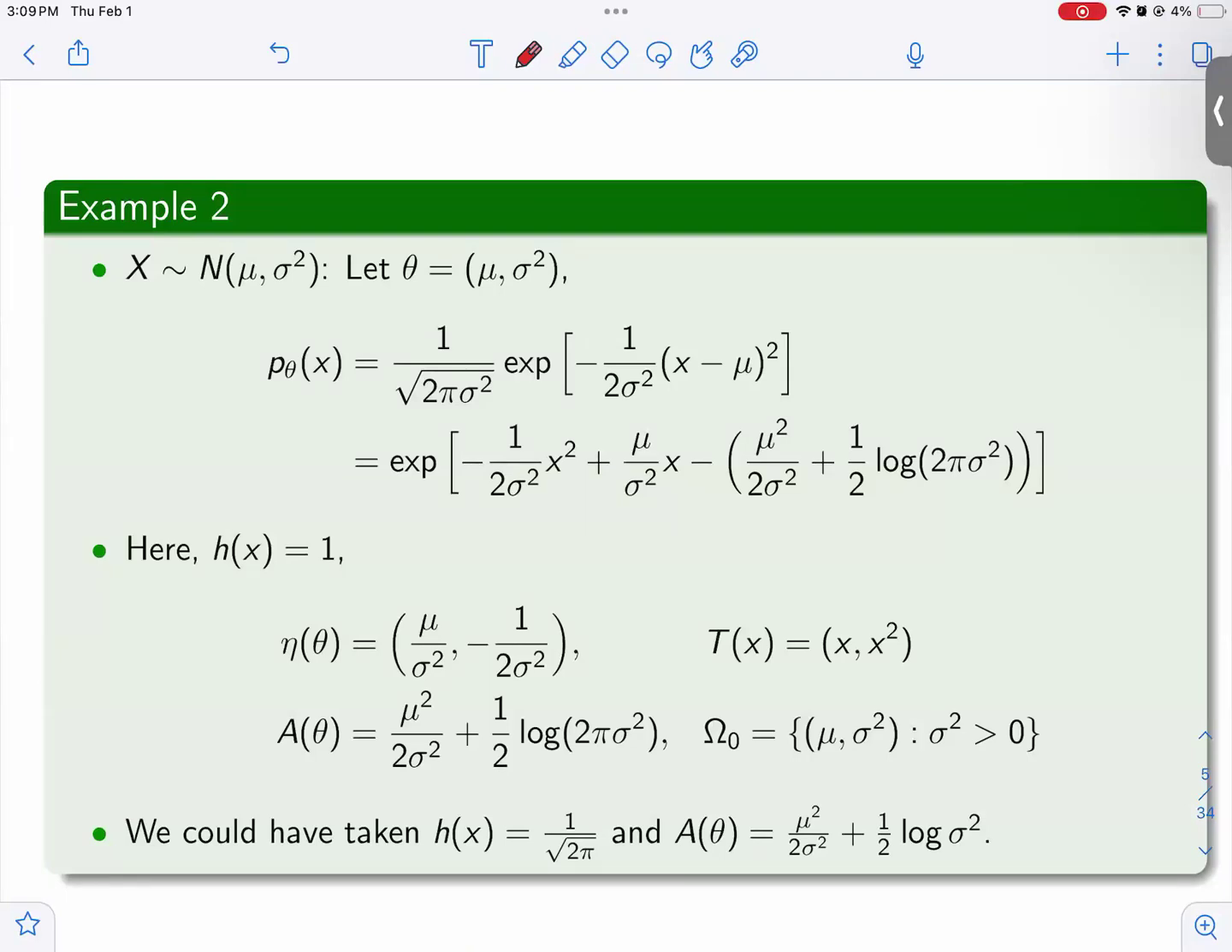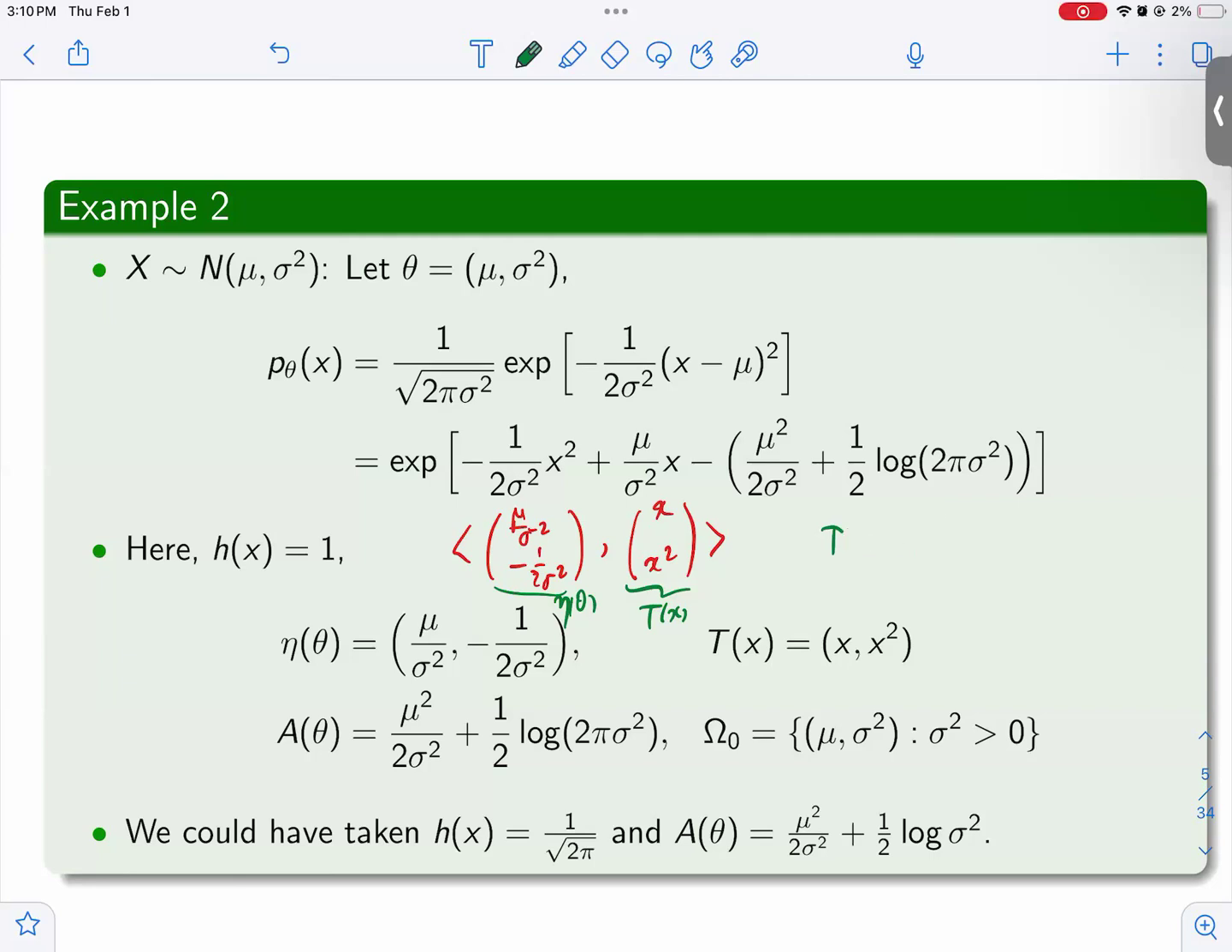The usual normal distribution with mean mu and variance sigma squared. Let's take it as theta. You know the density, that's the density. You do some algebra, just expand and collect all the pieces that are functions of x, and the rest is here. If you look at this, you recognize that this can be written as an inner product. There are different ways, but let's say I consider mu divided by sigma squared, and then minus 1 over 2 sigma squared, with this inner product with x and x squared. If I write it like that, then this is t of x, and this is eta of theta.